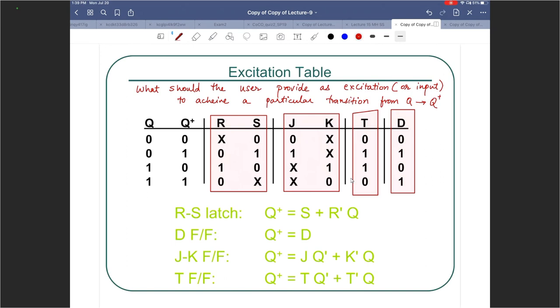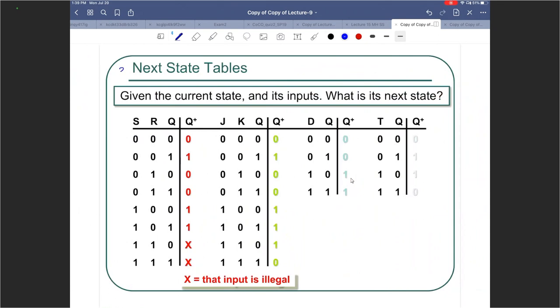So during exam 2, you guys will have access to 3 things. One is the characteristic equations, 2 is the excitation tables, and 3 is the next state tables. So these 3 resources, you don't have to worry about memorizing them, but you do need the ability to use them to solve a design problem. For example, in the morning we designed a T flip-flop using a JK flip-flop. So for all those kinds of things, you need to be able to use these tables and resources. Please don't try to memorize them. Okay.